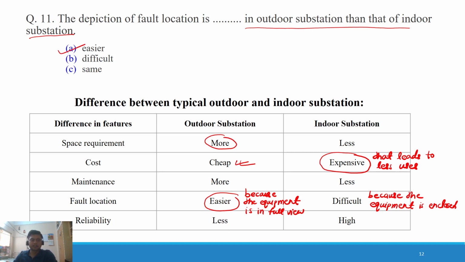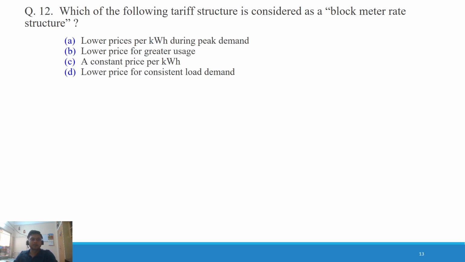Now let us see the next problem. The next problem is: which of the following tariff structures is considered a block meter rate structure?